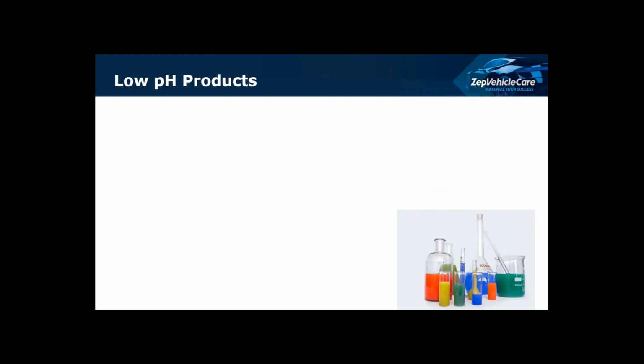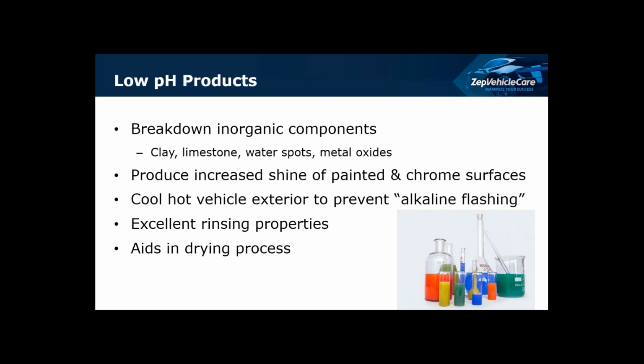Low pH products. So what do low pH products do? Low pH or acidic products, they break down inorganic materials, water spots, limestone, which is calcium, also clays and things of that nature. And out in the West and the Midwest where you folks are, there's a lot of clays and bentonite clay and things of that nature. So you would be looking at a low pH product to help you make sure that you can get all those soils and all off of the vehicles on a regular basis.